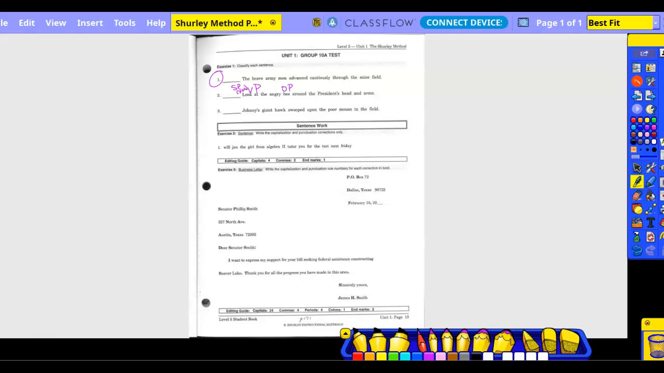What type of bee? The. Around, preposition. Around what? Head and arms, so it's a compound object of the preposition. And is a conjunction. Whose head and arms?